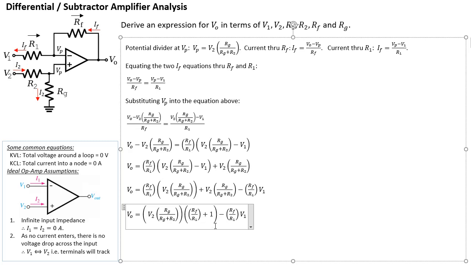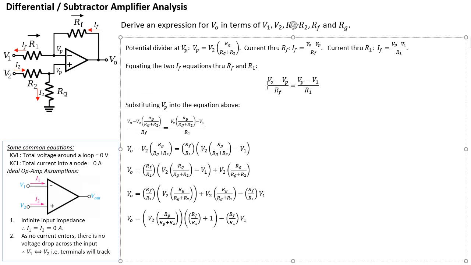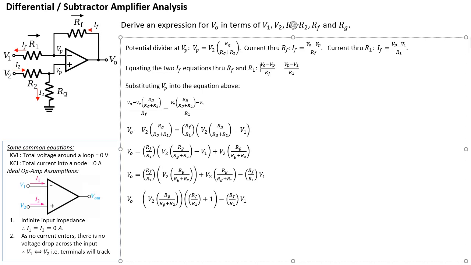Now let's have a look at one particular scenario. What happens if RG here is equal to RF, and R2 is equal to R1? If I make RG equal to RF and R2 equal to R1, what will happen to this expression? I'm running out of space here, so let me put this at the top as a continuation. So I can continue with this. Let's make that assumption, so let me write that assumption first.